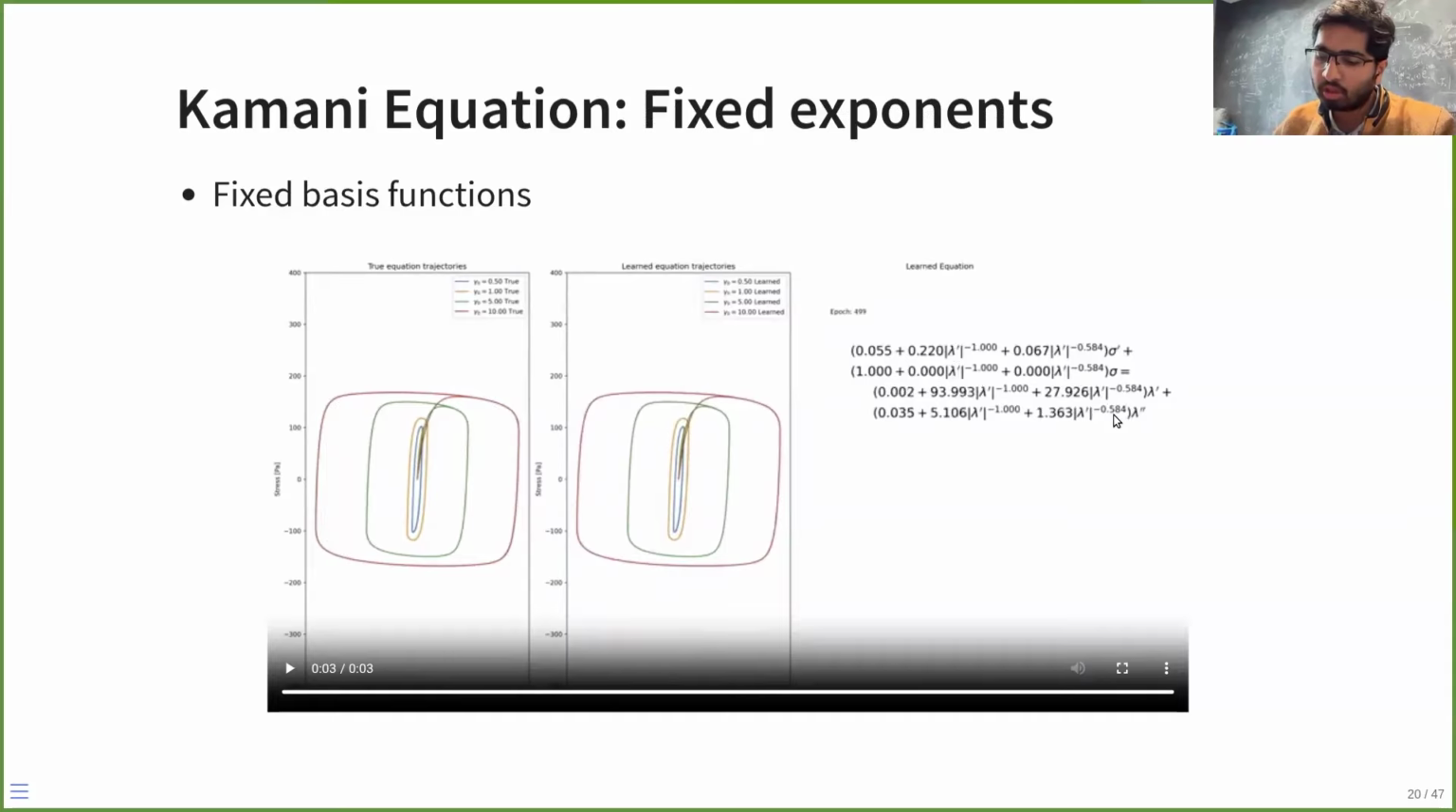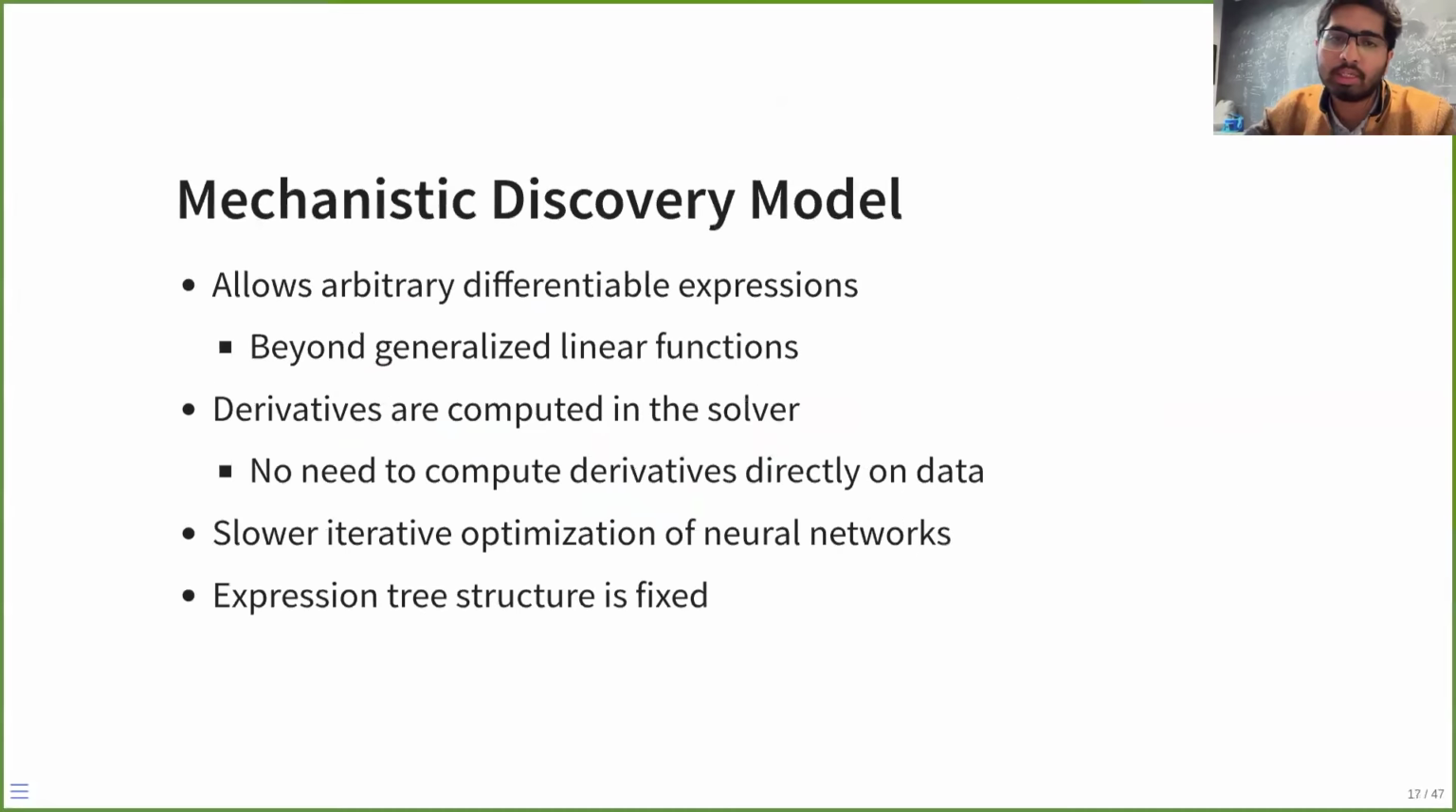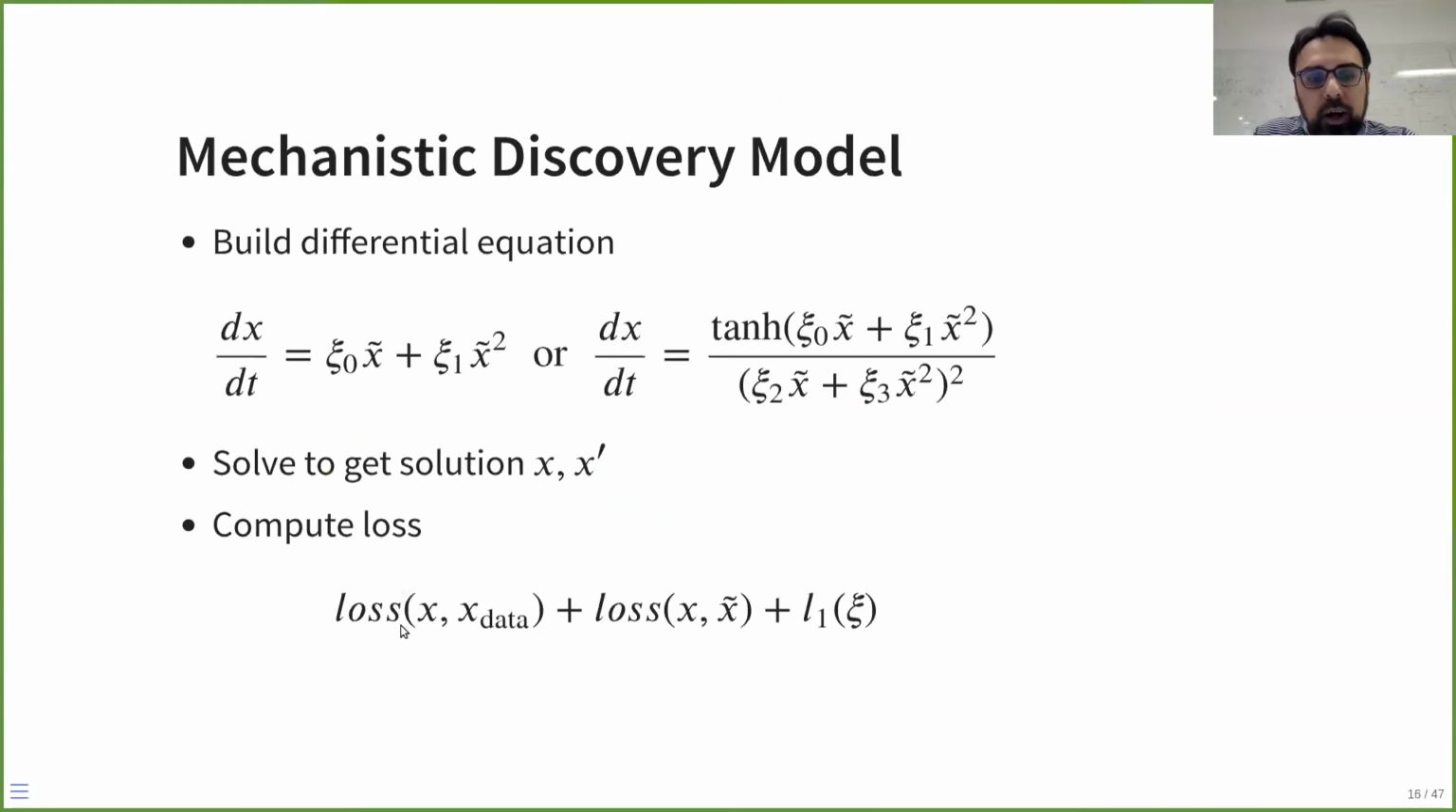Okay, right. So how are we training the model? In the last term, do we have an additional reconstruction term for the loss corresponding to the reconstruction of the RHS of the ODE? Yes. So what you do is you build your ODE, you solve this to get the solution and your derivatives, whatever you get. And then you compute the loss. The loss says that the solution should match the data.